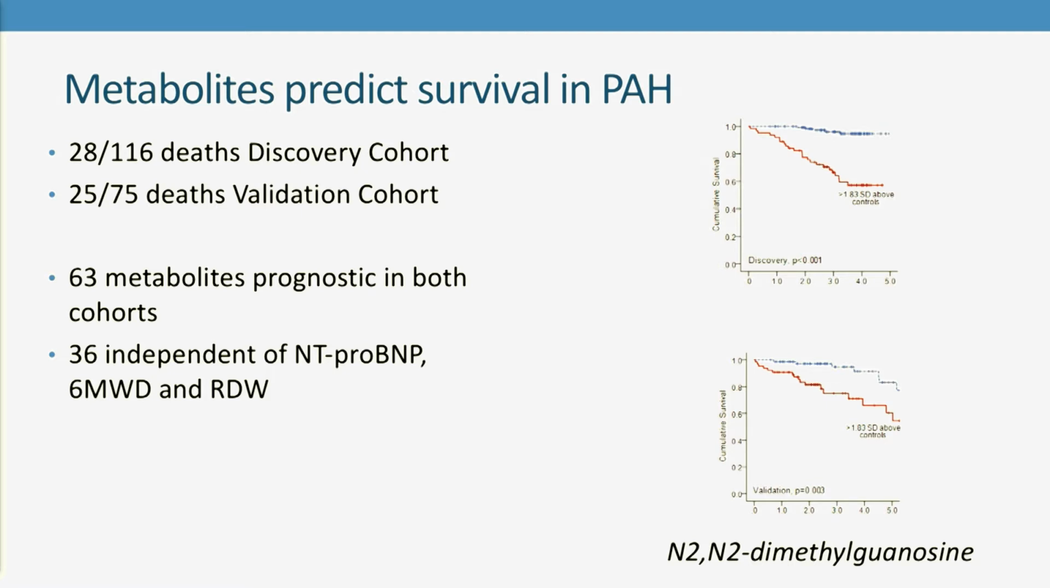So we had 28 and 25 deaths, respectively, in the first 2 cohorts, and we found that 63 of the metabolites were prognostic in both cohorts, and almost half of those were actually independent of established prognostic factors, including NT-proBNP, 6-minute walk distance, and red cell distribution width, something we've previously shown is closely linked to survival in our patients. And this Kaplan-Meier curve on the right just shows that if you pick a level in the discovery cohort, it's able to distinguish survivors and non-survivors quite accurately in the validation cohort. And again, this is another one of those modified nucleosides.